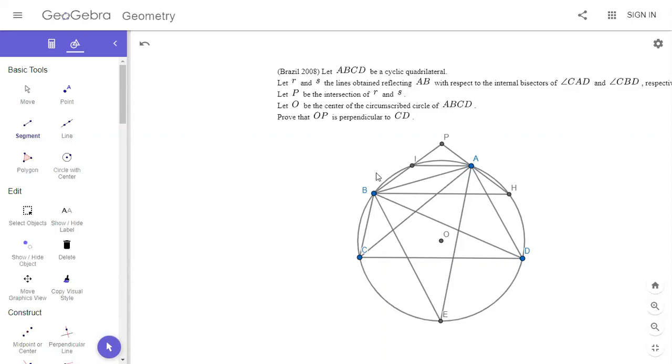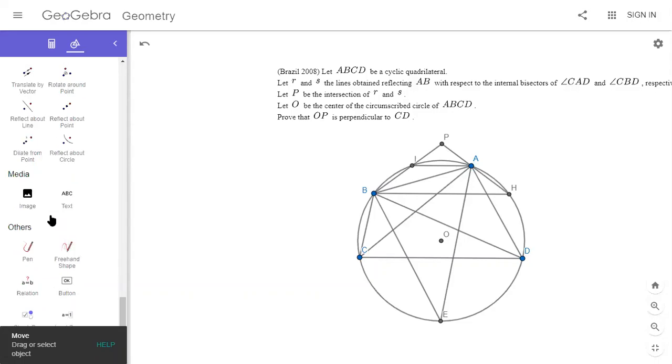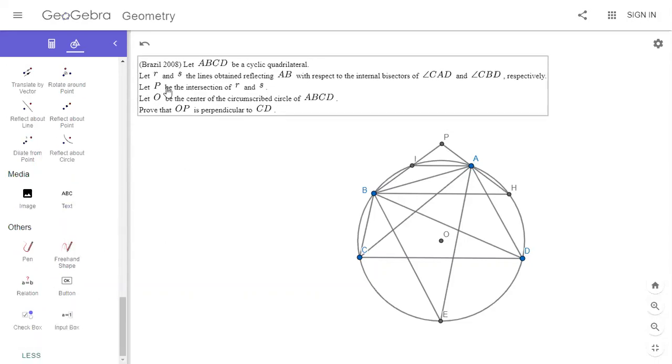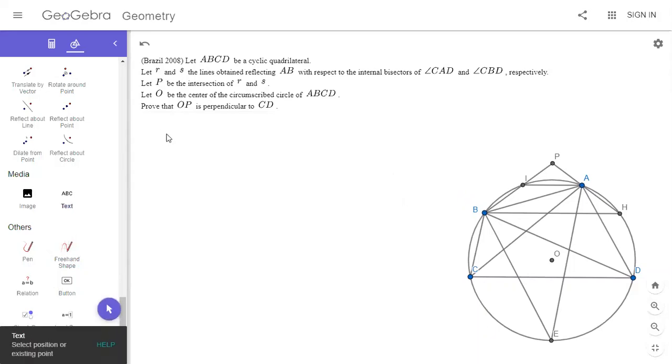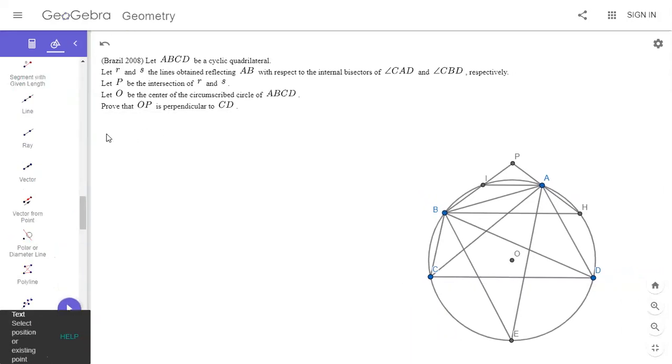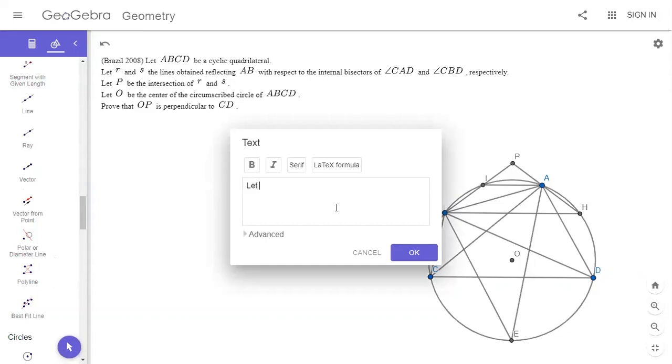So yeah, let BP meet the circle at I and let AP meet the circle at H. So I'm going to type it out. We'll say let lines meet the circle at I and H respectively. Okay.